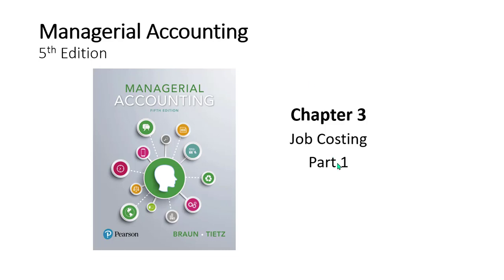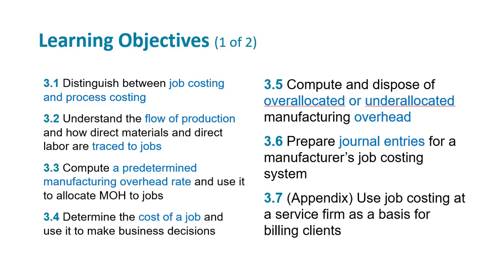Okay, Chapter 3, Job Costing, Part 1. These are the learning objectives for this chapter, and there's really a lot of information here, a lot of actually big ideas. We start out looking at the difference between job costing and process costing. You can think of these as two different models for costing. Some companies use a hybrid between the two, some use both, for different parts of different processes.